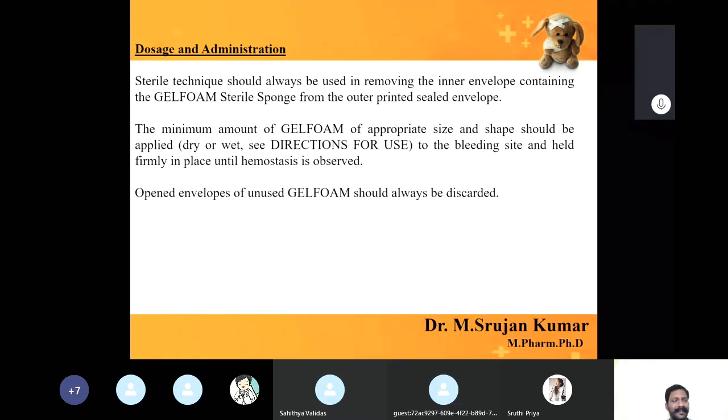When you are applying dry, it has to be applied directly onto the bleeding site, by putting some moderate pressure onto that. When you are applying wet, ultimately it has to be immersed into an isotonic sodium chloride solution, and it has to be applied onto the bleeding sites till your hemostasis is stopped. Okay, so opened envelopes of unused gel foam should always be discarded. This is very important. Any open envelopes or any punctured envelopes, any torn envelopes should be discarded.